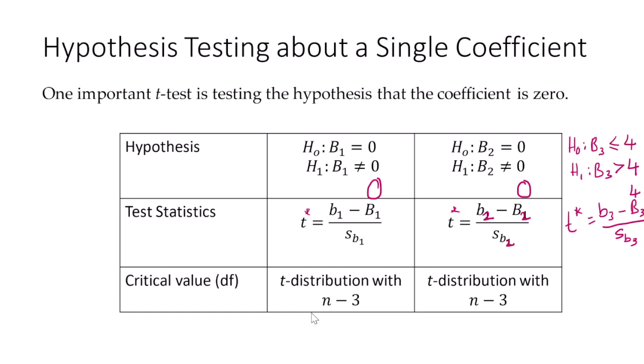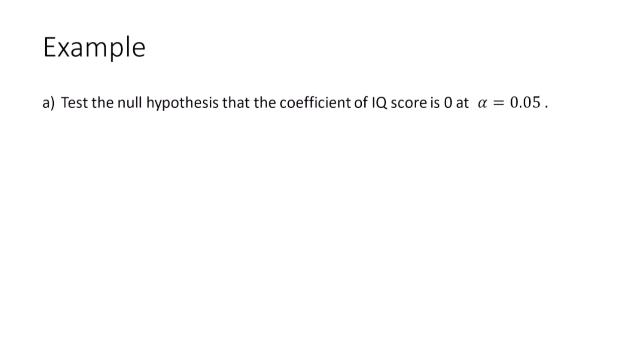However, this could be done easily with Microsoft Excel, and we have actually done it when we ran the multiple linear regression analysis just now. So let's look at this example. Test the null hypothesis that the coefficient of IQ score is 0 at alpha 0.05. So at alpha 0.05, the null hypothesis is that the coefficient of IQ score, B2, is equal to 0, and the alternative is that B2 is different from 0.